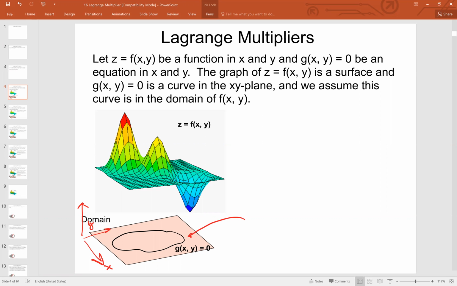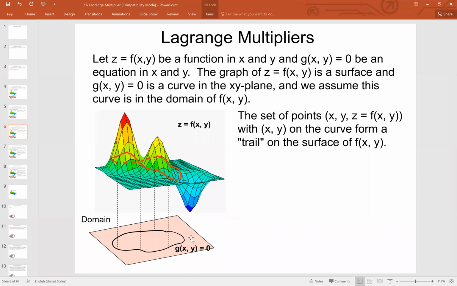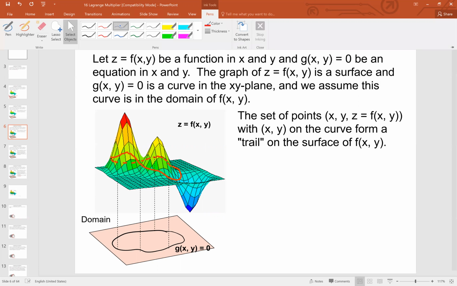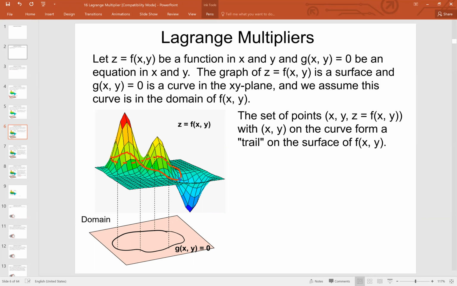Correspondingly, what's happening on the surface is that the closed loop in the domain defines a path, the trail, if you like, on the surface. And so to maximize or minimize the function over this loop, or on the trail, corresponds to where is the highest point on the trail and where's the lowest point on the trail. And it's pretty easy to see on the graph. Basically, we are looking for this value, the low point down here, and the high point up here.